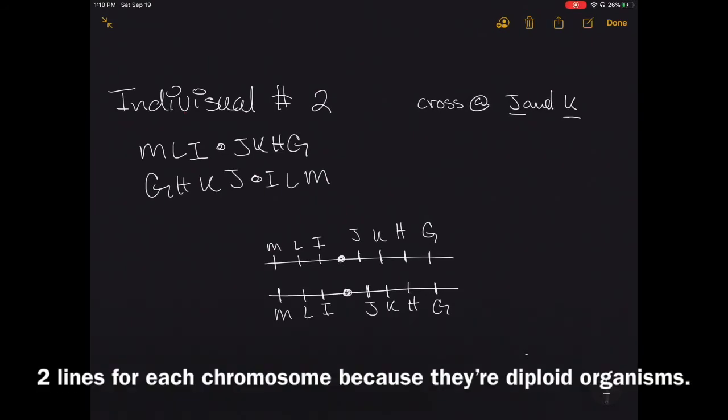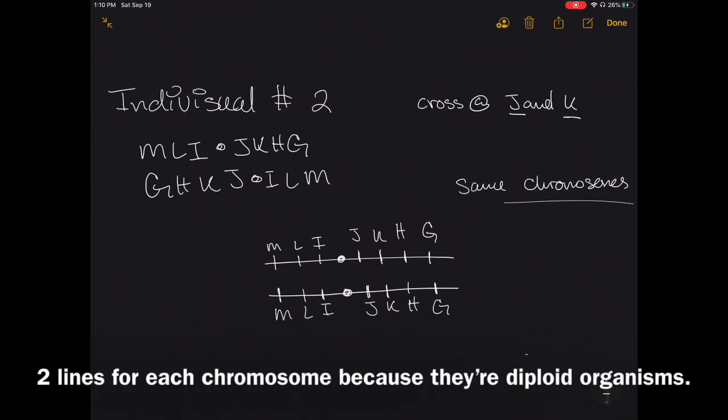This is individual number 2, and as you can see the chromosomes listed, it'll also go through a cross at JK. So I'm going to line up my chromosomes again, lining up those centromeres. I had to flip the second chromosome to line the centromeres up. From there, we can see that they're the exact same chromosome.